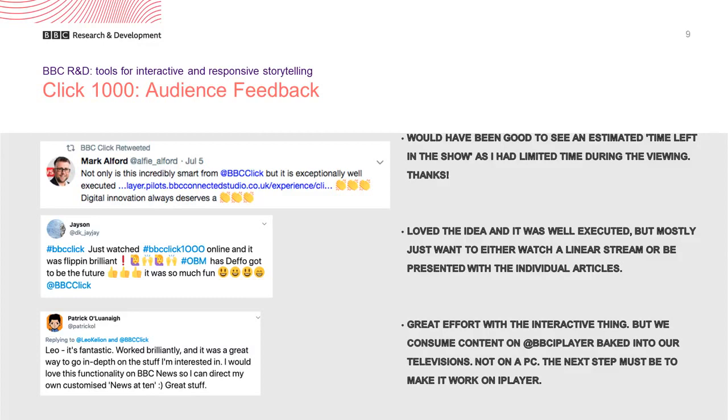Love the idea, but want to either watch a linear stream or be presented with the individual articles. I wanted to navigate it in a different way, probably in the way you used to in a web page. Or great effort, but I'd like to see it on BBC iPlayer. So I want it on a television set. Can we make it work on a television set? And this navigation one came up again and again.